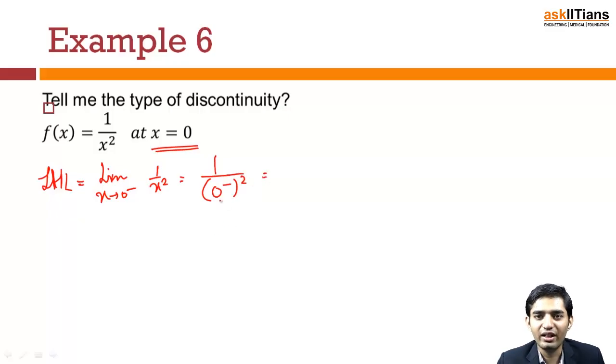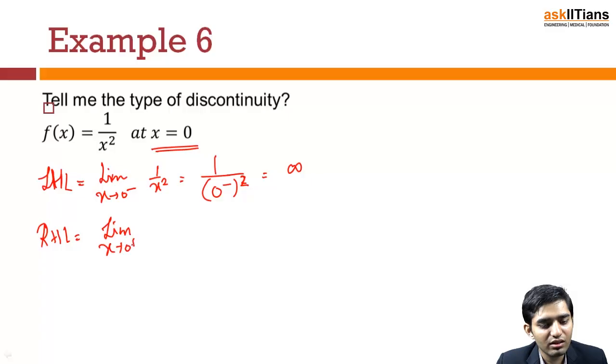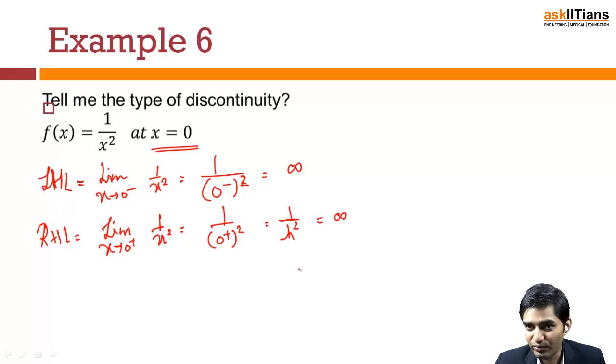This is a negative quantity, but if I am squaring it, it will become a positive quantity. So this is a very small positive quantity in fact. So this will be infinite, 1 by 0. And RHL will be limit x tending to 0 plus of 1 by x square, so 1 by 0 plus. 0 plus is very small, or you can just write it as 1 by h square, where h is a very small positive quantity tending towards 0. So this will also be infinite. In this case also the limit does not exist.